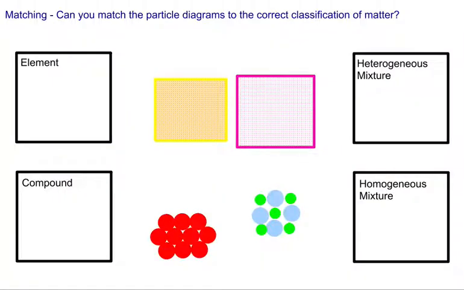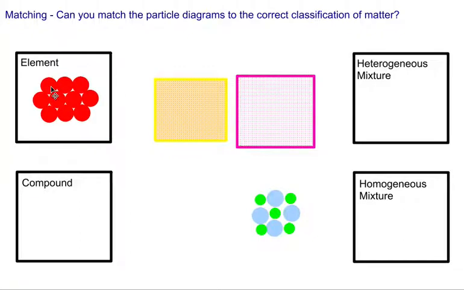So what makes each one of those what they are is how their atoms and molecules behave. If we think of these little circles as standing in for atoms, an element is one that only has one type of atom. So for example, this would be how an element would look. You just have one type of atom, that's it. A compound is two or more types of atoms in a fixed ratio.